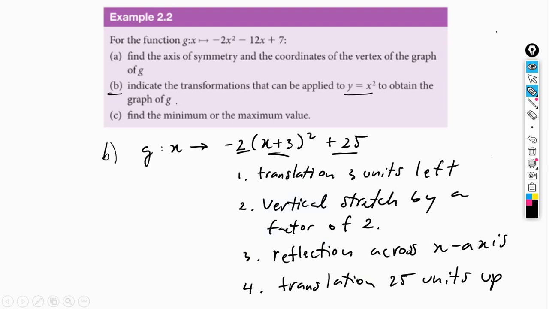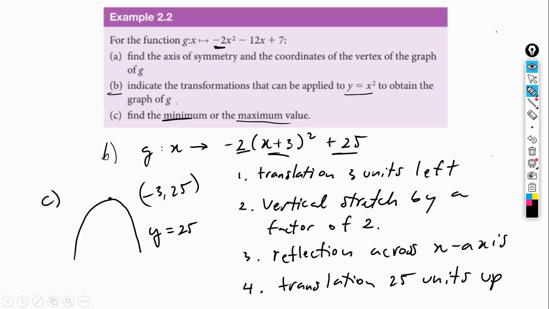And then finally, for part C, it says find the minimum or the maximum value. Now remember that the concavity of a function depends on whether a is less than or greater than 0. So a refers to this first value here. Notice that this is negative 2. That means that the parabola is concave downwards. Therefore, the vertex would indicate a maximum. And then since the vertex is minus 3, comma 25, then the maximum value for this function would be y equals 25, which is this here.